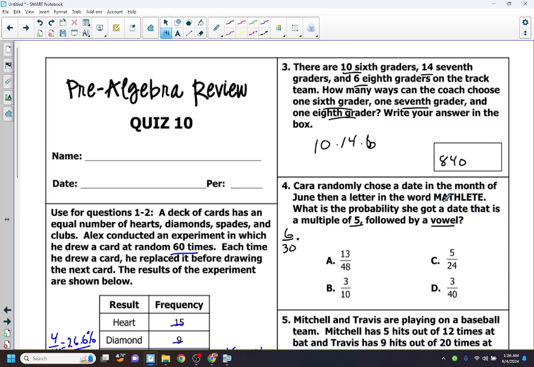And then what's the probability of getting a vowel? There's A, here's an E, here's another E. So 3 out of 1, 2, 3, 4, 5, 6, 7, 8. 8 letters. So 3 out of 8, which is 18 over 240. We want to simplify that. That's 3 over 40. So D.